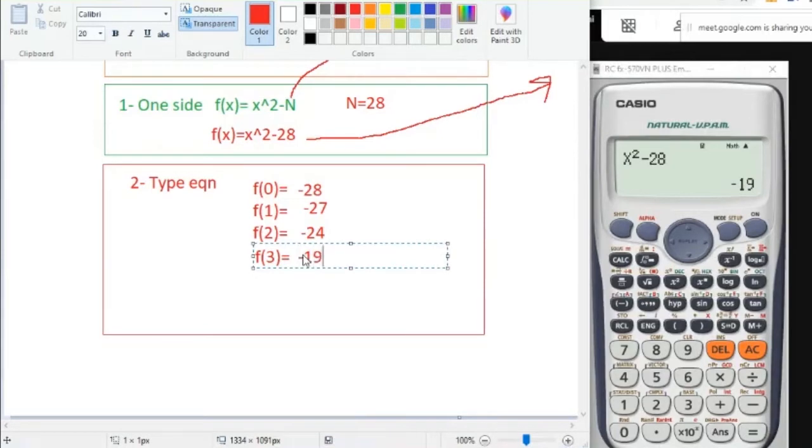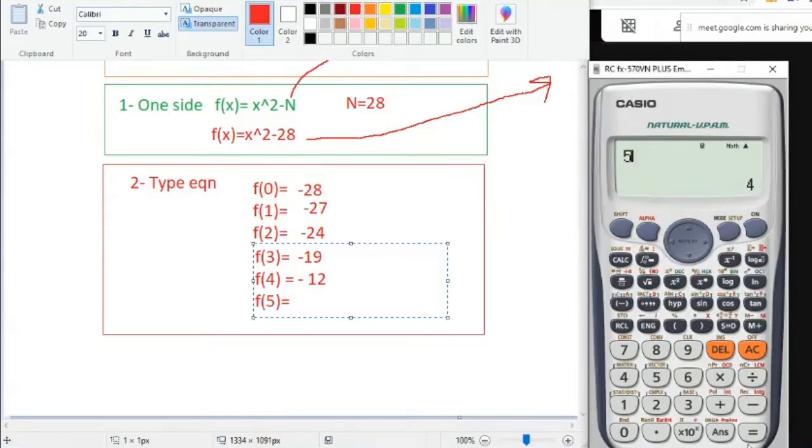Okay, then still I will put 4. When you put 4, calc 4, it will give you? Minus 12. Correct, negative 12. Then after that, I will continue to put now 5. Then when you put 5, calc 5, it will give you? Minus 3.